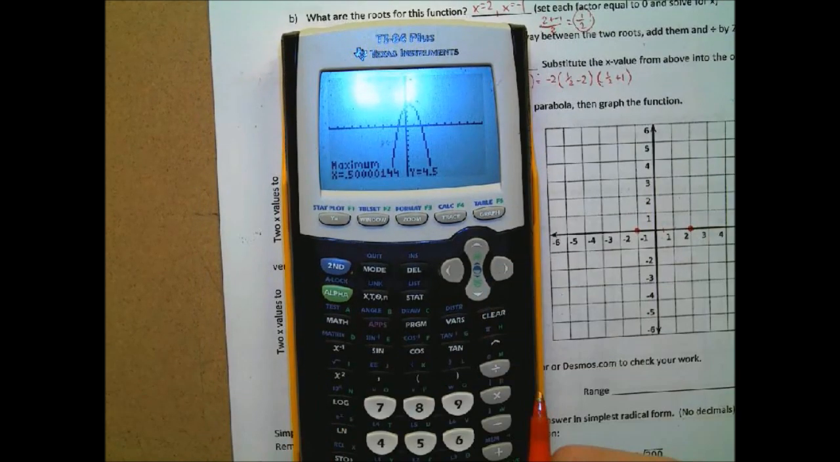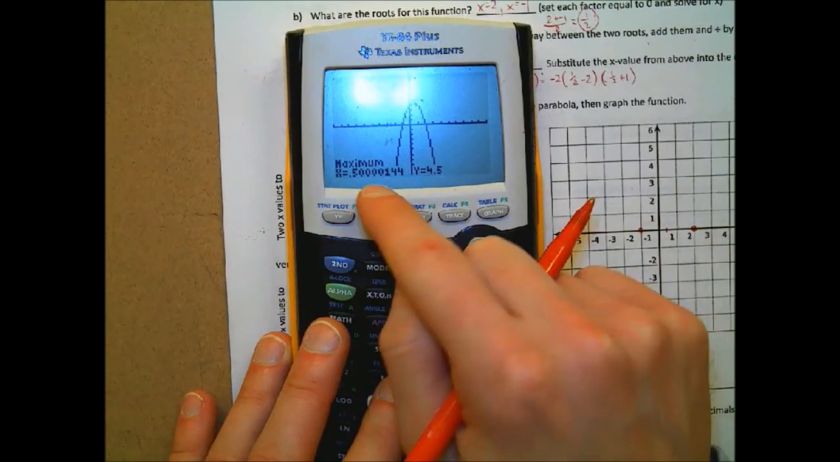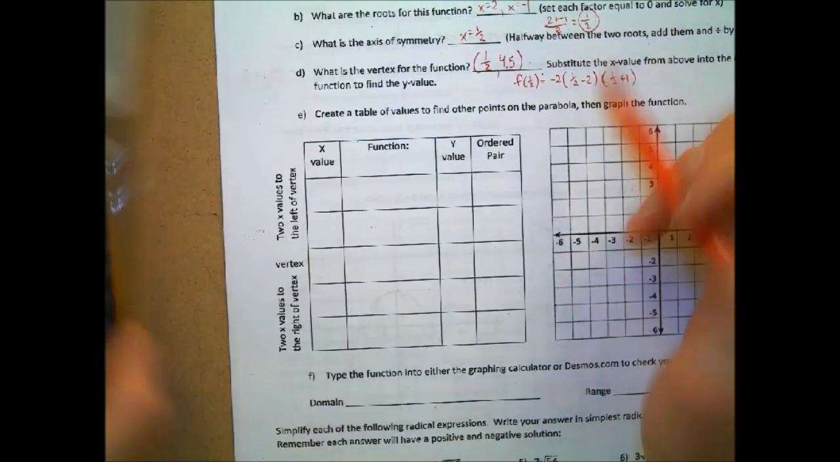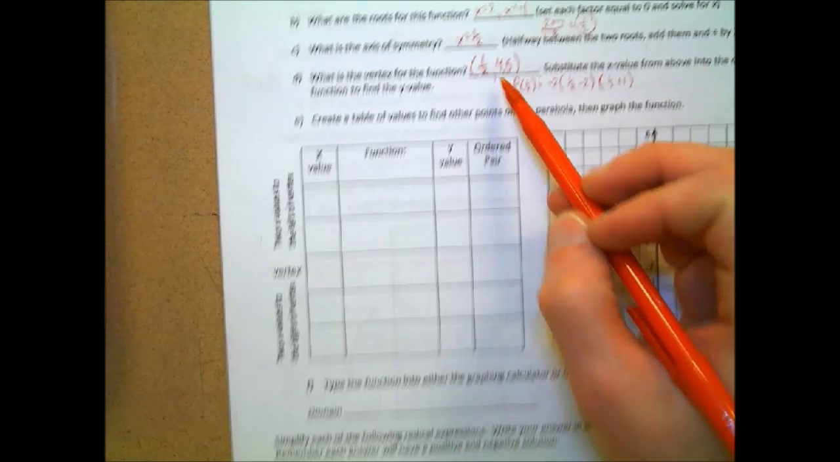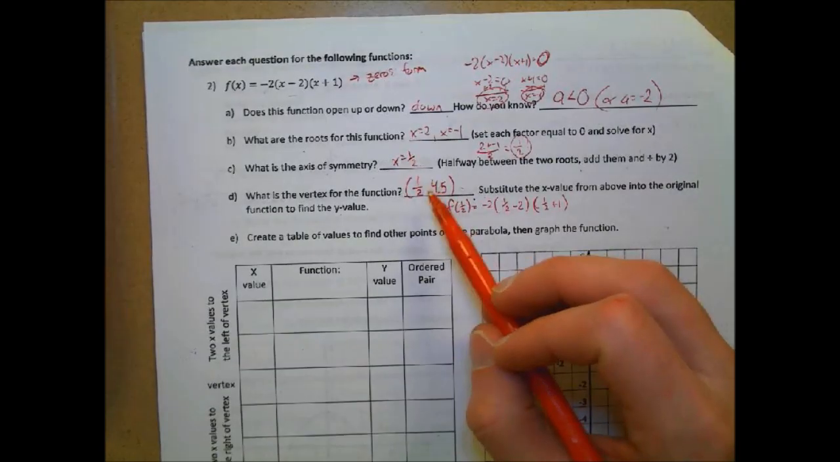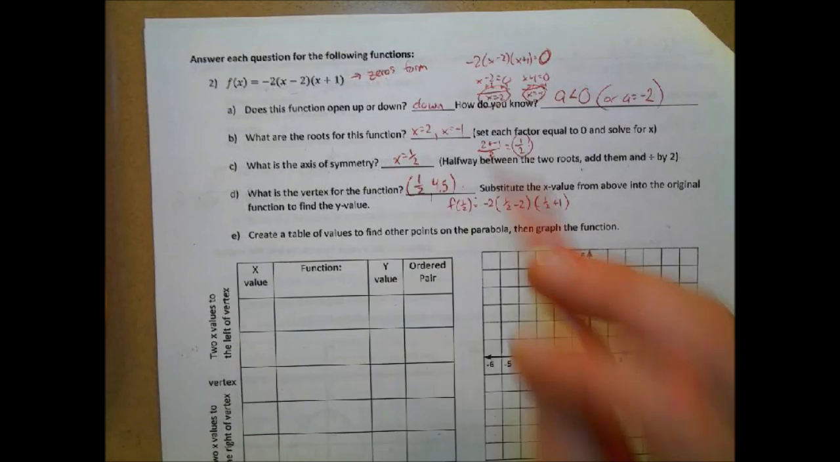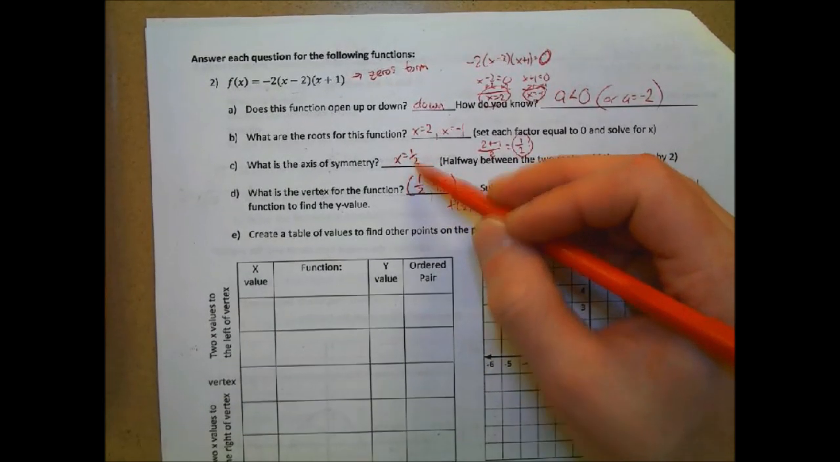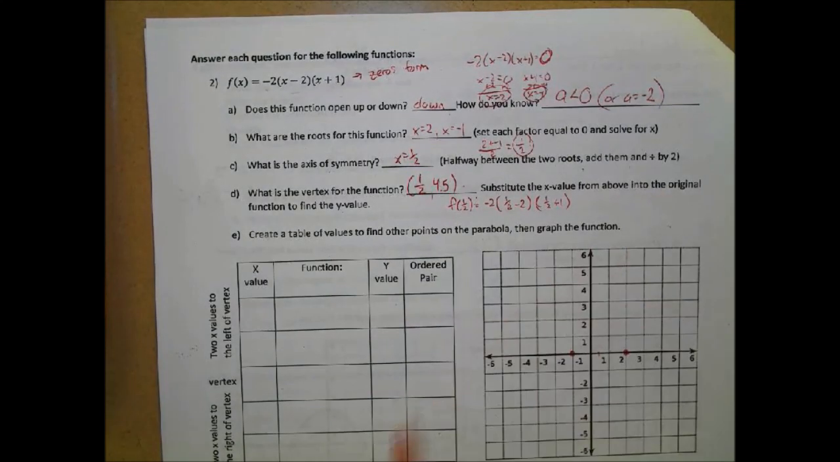And do you see it? That's a rounding error, so throw it out. It's 0.5 comma 4.5, and that is exactly what we came up with. Once you have that, you can then say the axis of symmetry is x equals 0.5, right? The x coordinate of the vertex and the axis of symmetry are the same x value.